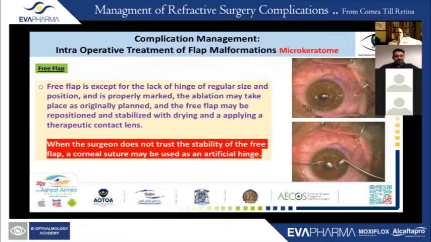What about a free flap? A free flap is expected when the hinge is of regular size and position and is properly marked. The ablation may take place as originally planned. Because it's a free flap, no problem if you elevate the flap, you have your marking, start your ablation normally, and reposition the free cap according to the marking you did, dry, put a contact lens. But very important, if you feel that the stability of the free flap is not good, take a corneal suture, it's not a shame, as an artificial hinge.